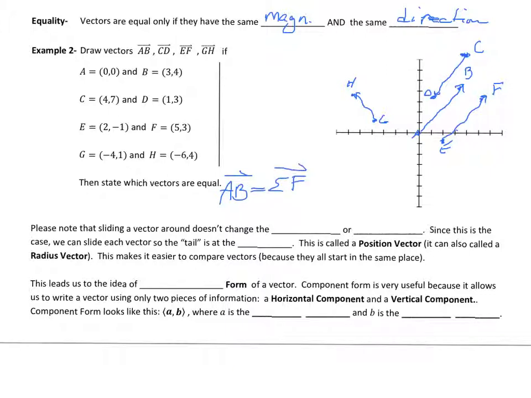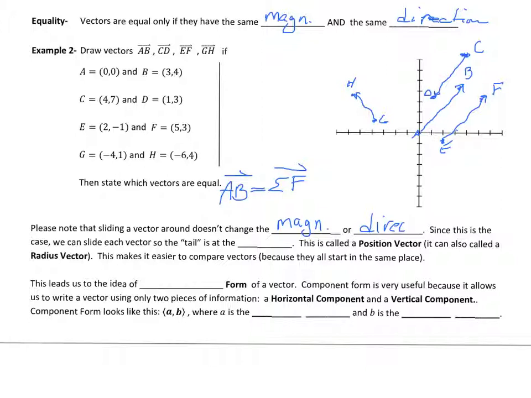Now, it's pretty apparent they have the same direction. If you want to check the same magnitude, then you can calculate their magnitudes. In fact, we're going to talk about that. All right, so if AB and EF are equal, that sliding a vector around does not change its magnitude or its direction, correct? So I could take AB, slide it into EF, or vice versa, and I'm not changing the magnitude or direction of that vector. So we write that down, the magnitude or direction.